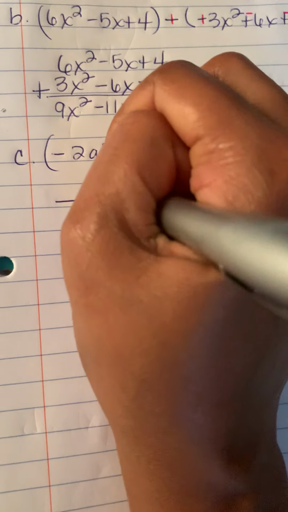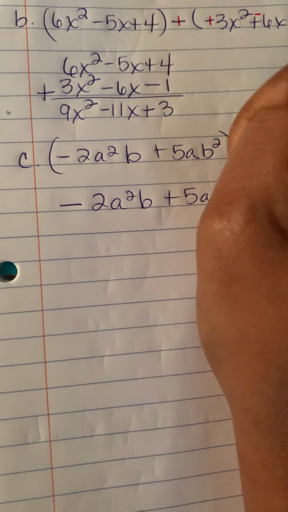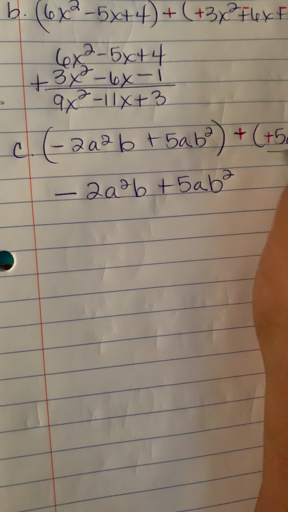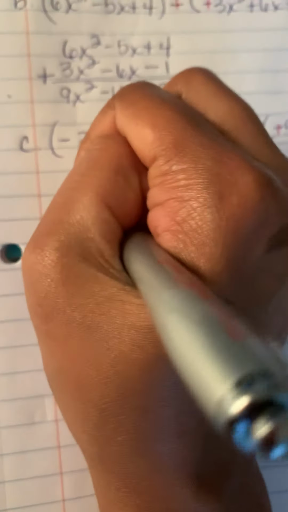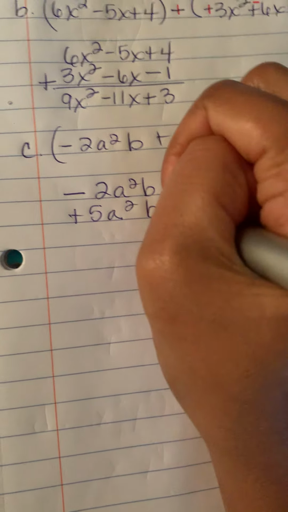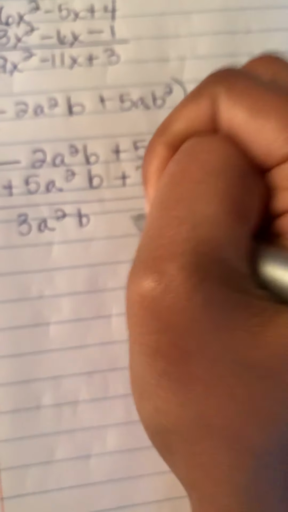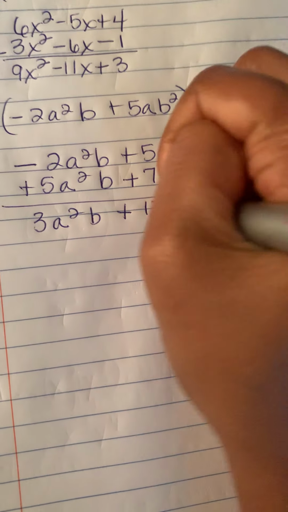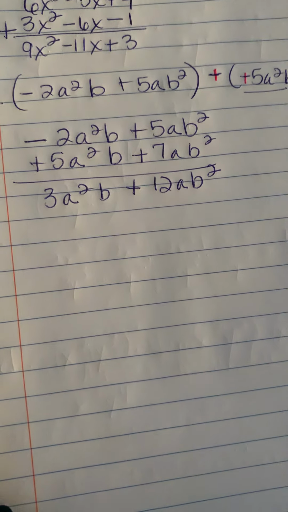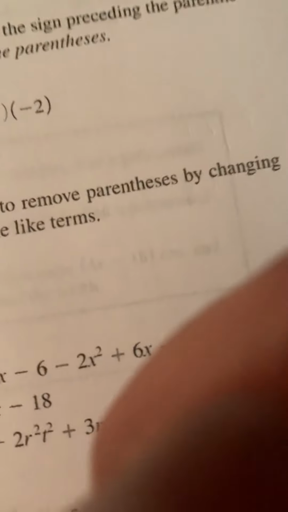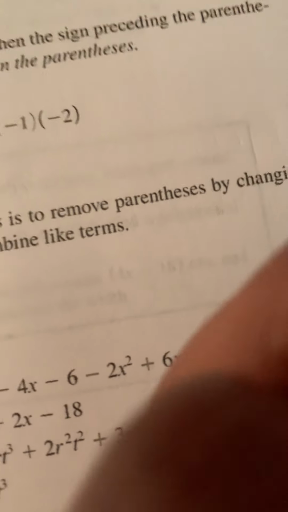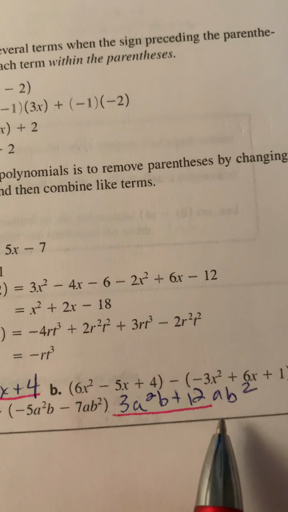So negative 2a squared b plus 5ab squared. Remember, we're going to make sure we stack the right thing together. Plus 5a squared b and plus 7ab squared. I think we got that right. Negative 2 plus 5 is positive 3, your calculator. And 5 plus 7 is 12. I think y'all are going to do well on this. So write this down: 3a squared b plus 12ab squared. Okay, I wrote that down right here.